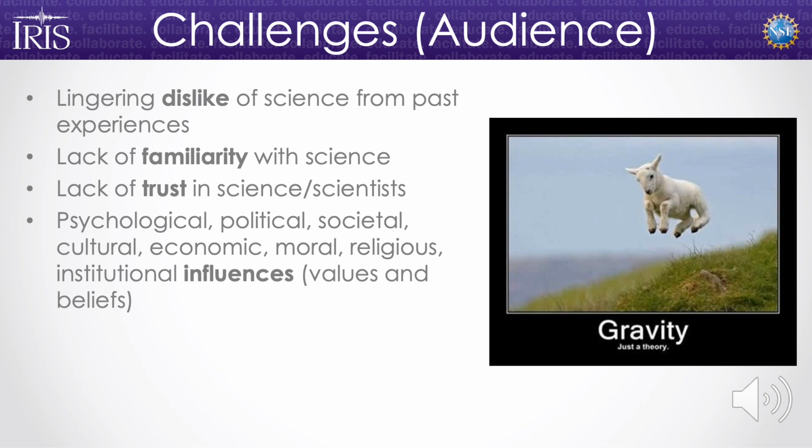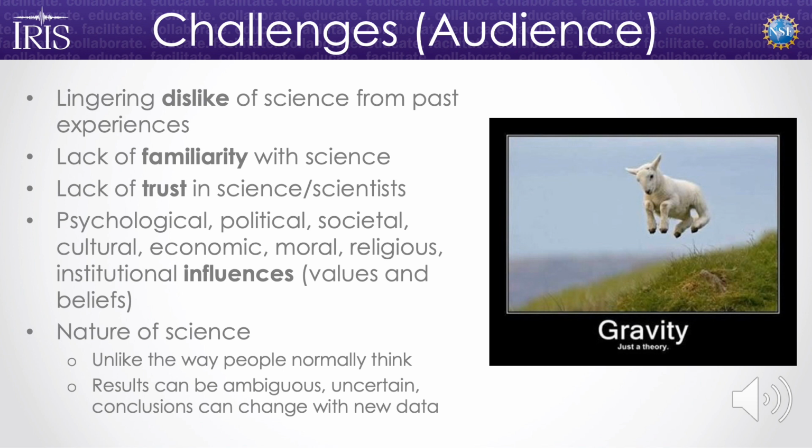Lots of different things play into how we feel about science and the way we interact with science. Additionally, the nature of science is just different than the way that human beings generally think, right? So the results in science are often ambiguous or uncertain, and conclusions change with new data. They really do, and that can be hard for people to understand.